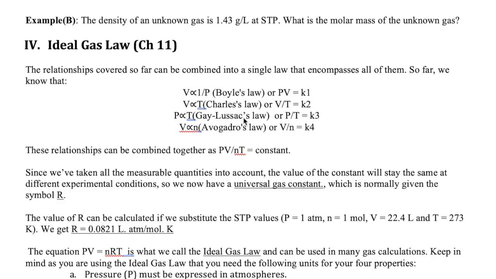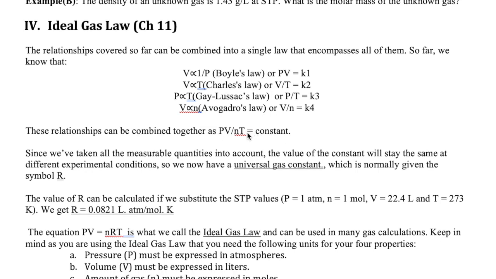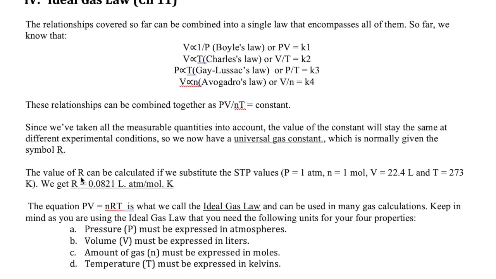Once we have the four gas laws, we can see that they form the relationship among four gas properties: pressure, volume, temperature, and number of moles. We can combine these gas laws together into one equation written as PV over NT equals a constant. When we calculate the constant, we get the same value for any combination of P, V, T, and N. This constant is what we now call the universal gas constant, or the ideal gas constant, and it has the symbol R. The value of R is 0.0821 liter atmosphere per mole Kelvin.